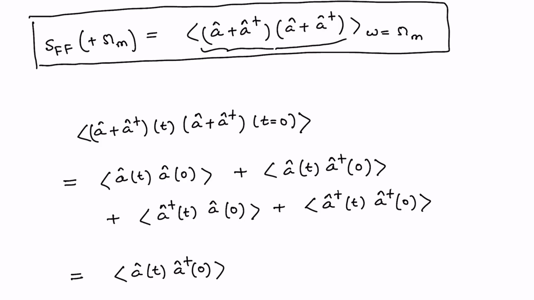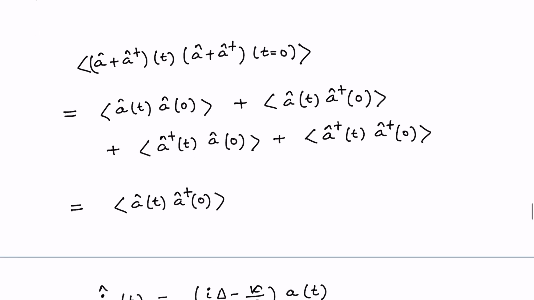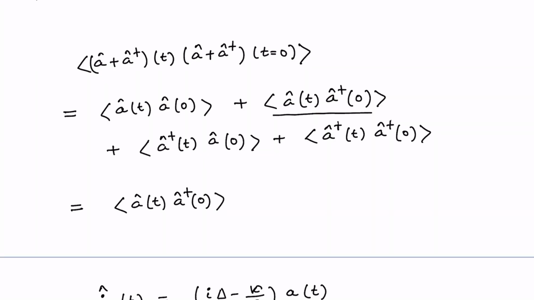If you take the product, you are going to get 4 terms. Out of these 4 terms, all the 3 terms are going to go to 0, and only this particular term is going to survive. Why do the 3 terms vanish? Because you have to calculate the expectation value with respect to the ground state.